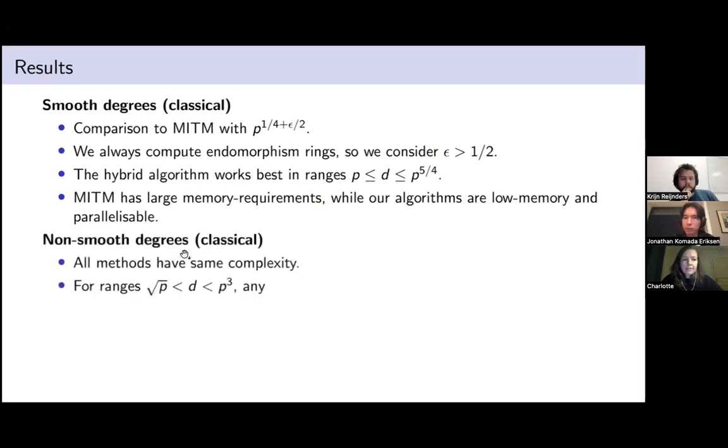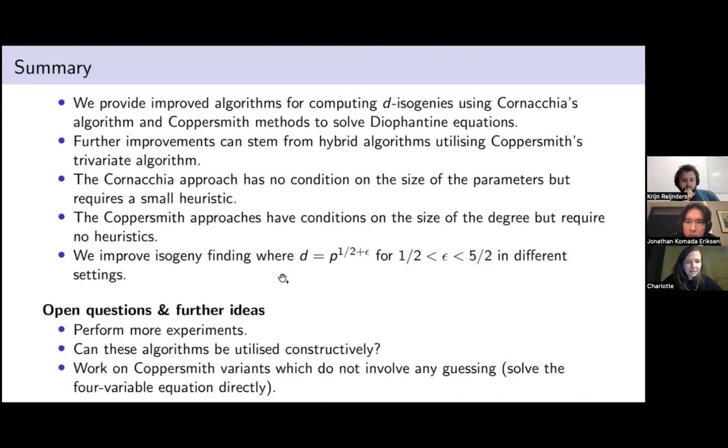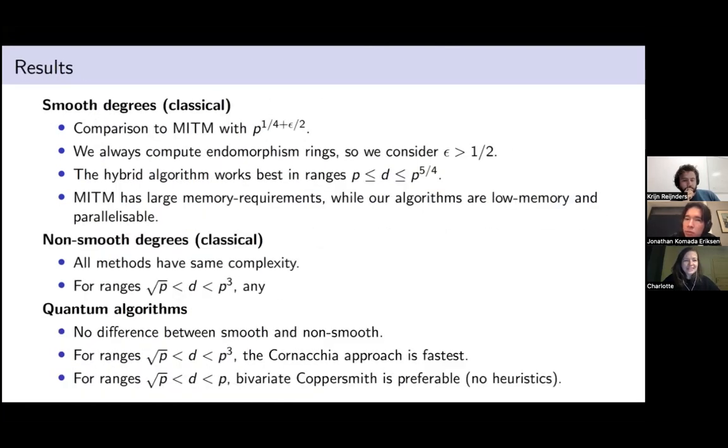And for non-smooth degrees, still when we're looking at classical computation, we find that all methods have the same complexity. And I don't know what's missing there, sorry. I think I'm missing a slide.